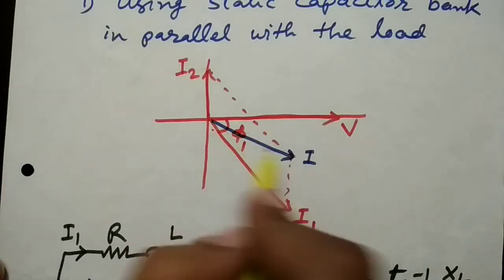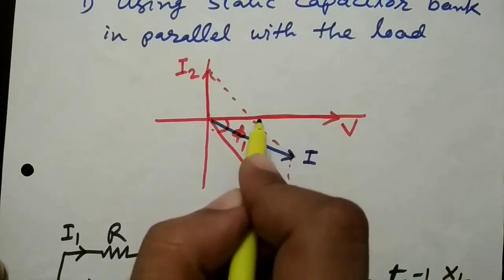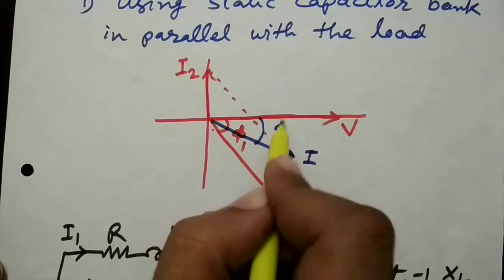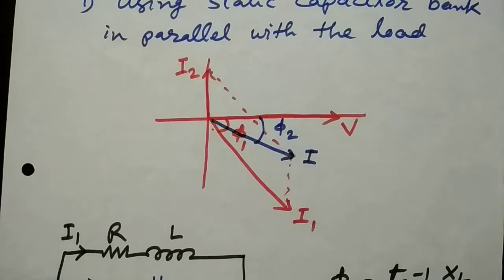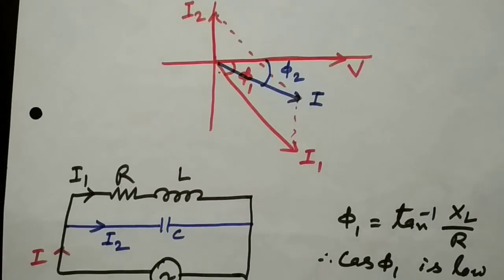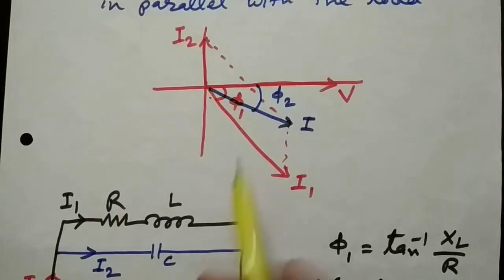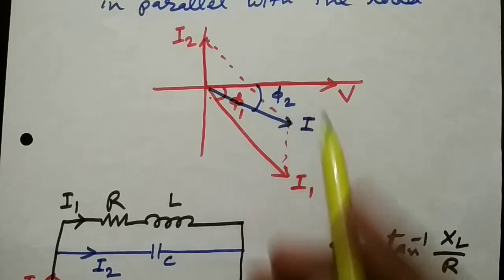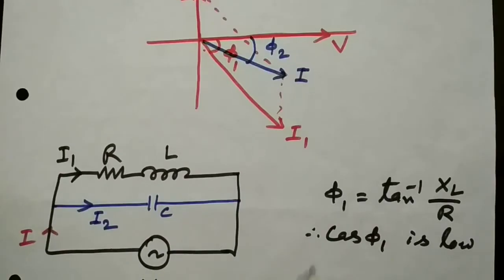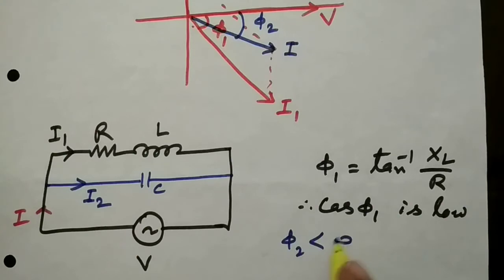And we can see that the circuit current makes an angle with the supply voltage, let's say phi 2. So when we connect the capacitor across the load, I2 current starts flowing in the circuit, then the overall current I makes a smaller angle with the supply voltage. So definitely here phi 2 is less than phi 1.